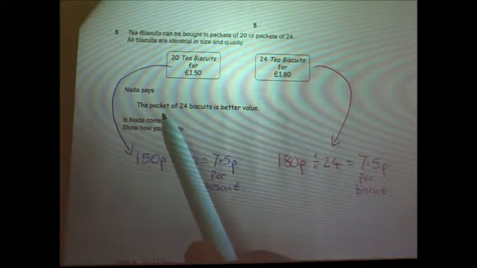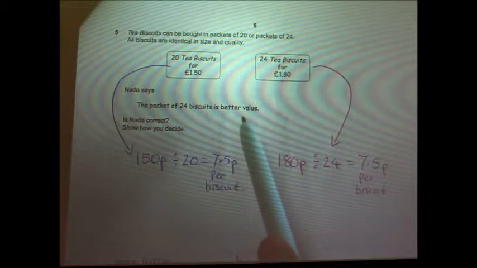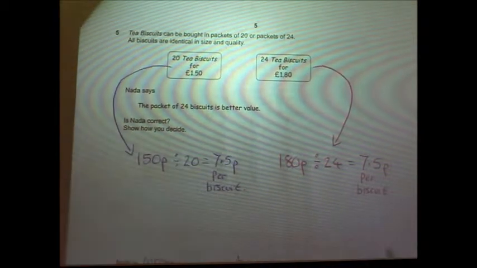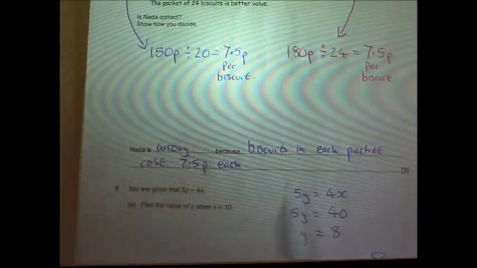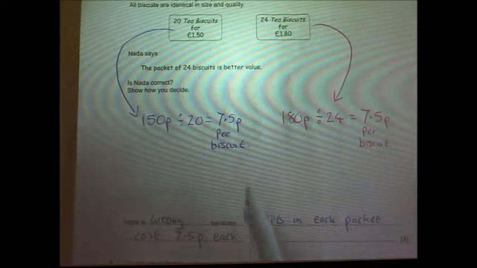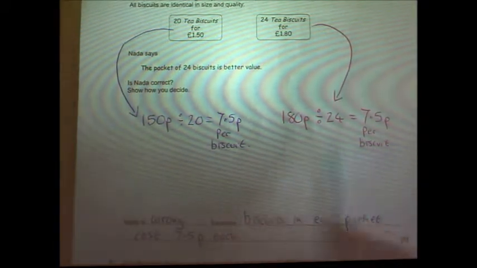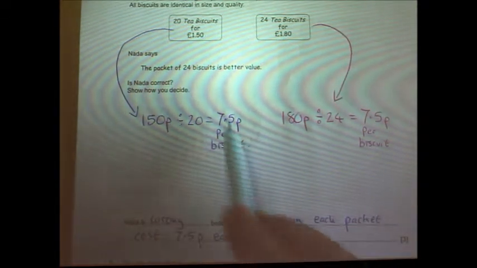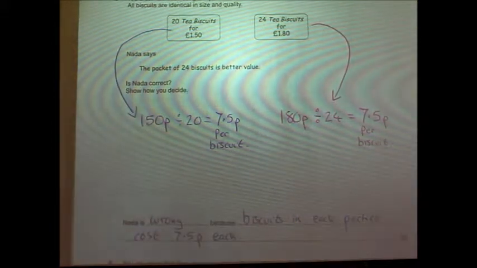Nadia says the packet of 24 biscuits is better value. Is she correct? Well, no, she's not correct, because Nadia is wrong, because biscuits in each packet cost 7.5 pence each, and we've shown that here. So this is how we've shown we've decided, because it does say show there in the workings.